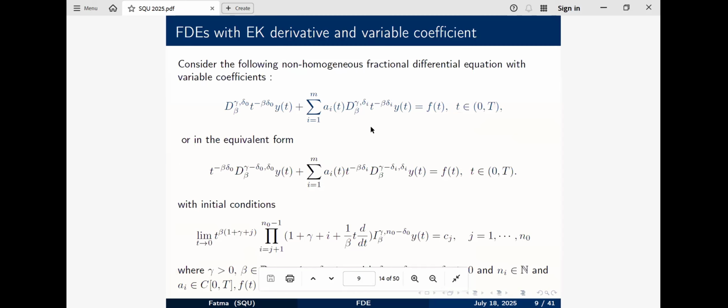Now this differential equation can be written in this form using the properties of the Erdélyi-Kober derivative. And we consider these initial conditions. Here are the conditions below, so you can see the conditions for the parameters and for the variable coefficients here. We consider them to be continuous functions.